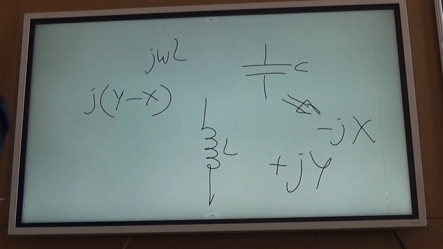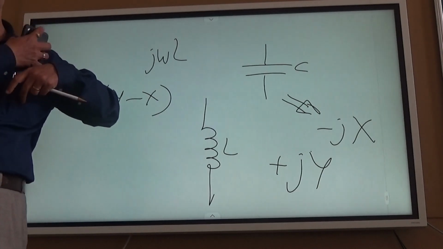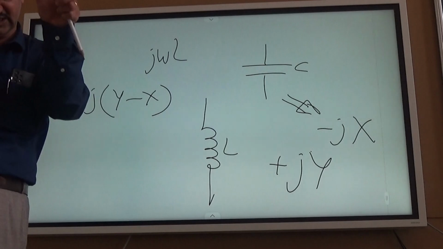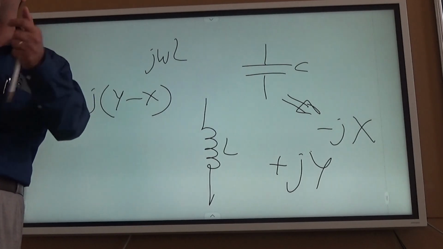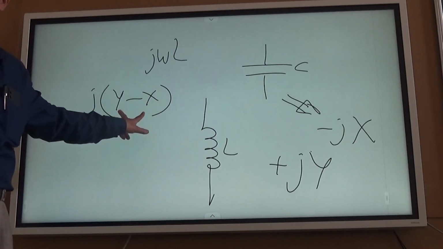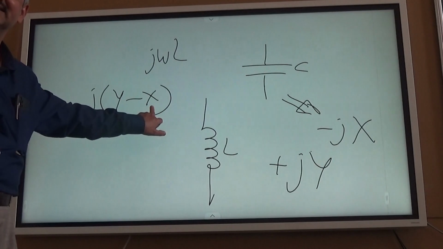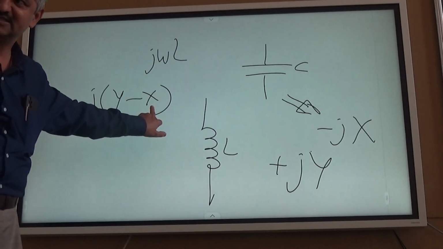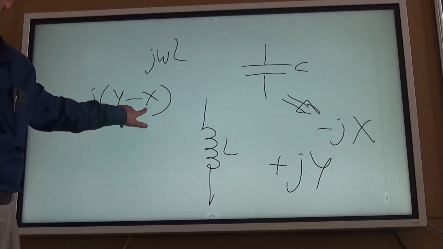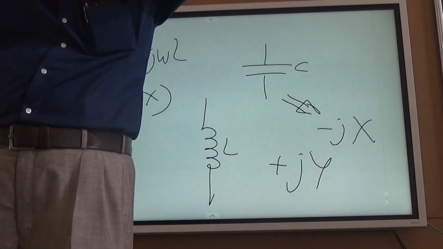So when I put them in series, it is j into bracket y minus x. Y and x depend upon omega, C and L. C and L are constant for given components. Frequency of operation will decide. If y is more, the net effect is inductive, that is plus. If x is more, the net is minus, that is capacitive. And if both are equal, it would be zero resistance, a conducting wire.